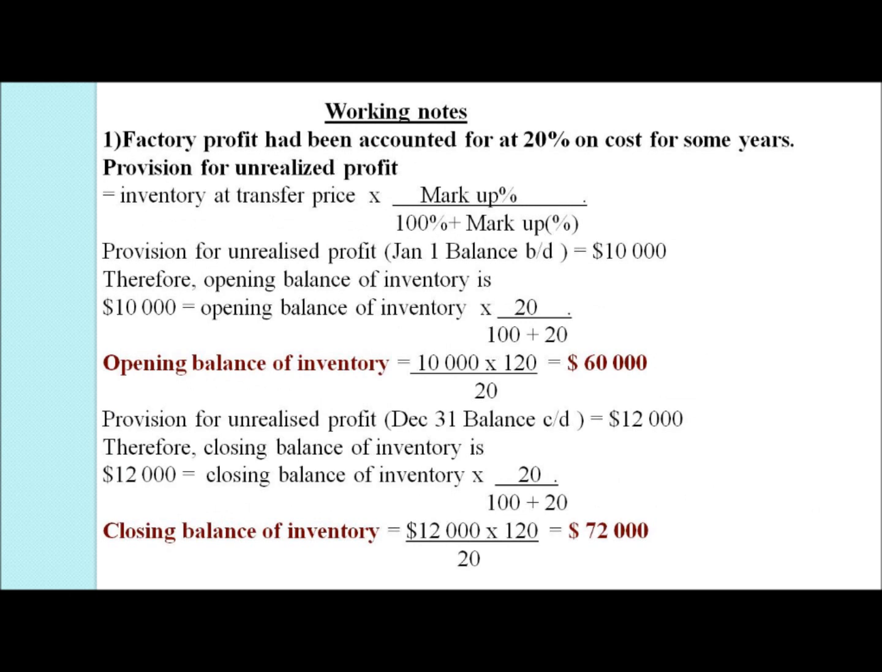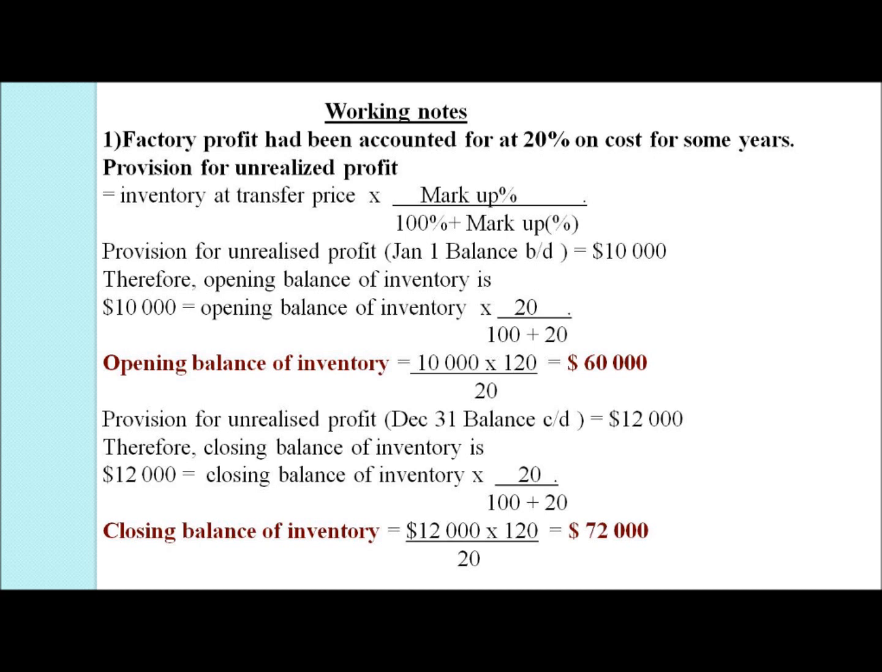Let's start the solution by using the information given to calculate the various values in the working notes. The first point of the question states that the factory profit is 20% on cost for some years. We can use this information along with the information given in the fourth point about the provision for unrealized profit. With this, we can calculate the opening and the closing inventory. We can do so by using the formula: provision for unrealized profit is equal to inventory at transfer price times markup percentage divided by 100 plus markup percentage.